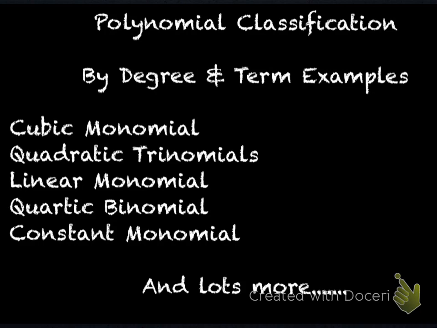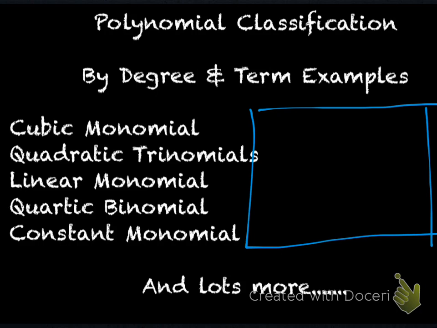Lastly, see if you can put this all together. Polynomial classification by degree and by term examples. So here we go. I'm going to give you an example of a cubic monomial. I will ask you to give me examples as well. So a cubic monomial means that I can only have one term. Let's put this over here. I'm going to use this entire space here to put examples of each.